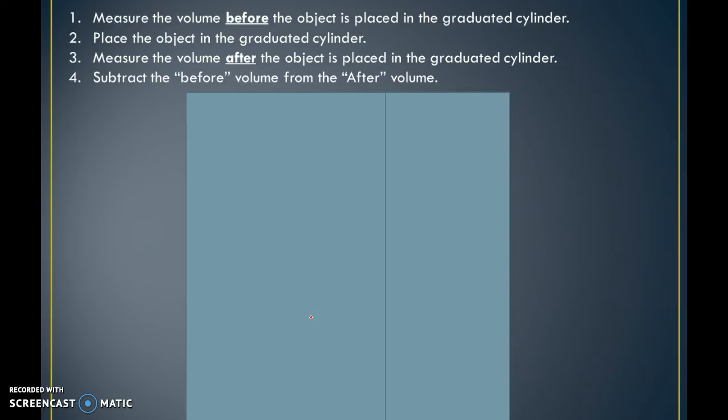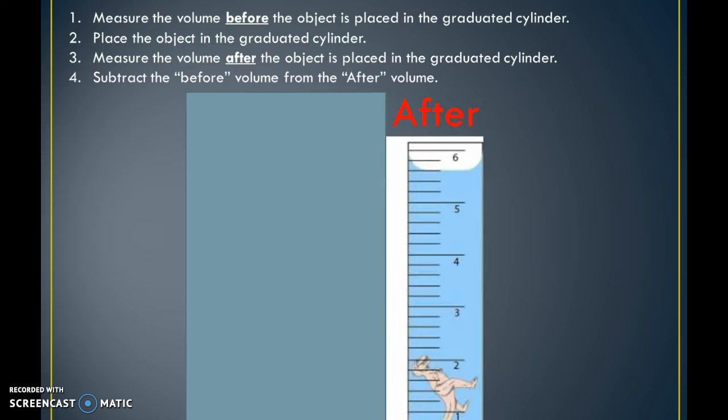Hello everyone. This is a video tutorial for Learning Targets 1.1 and 1.2 of the density packet. It's basically going to teach you how to measure the volume of an irregularly shaped object or solid, something that is not easy to measure with rulers, so we're going to actually have to submerge it in water. So let's go ahead and get started.